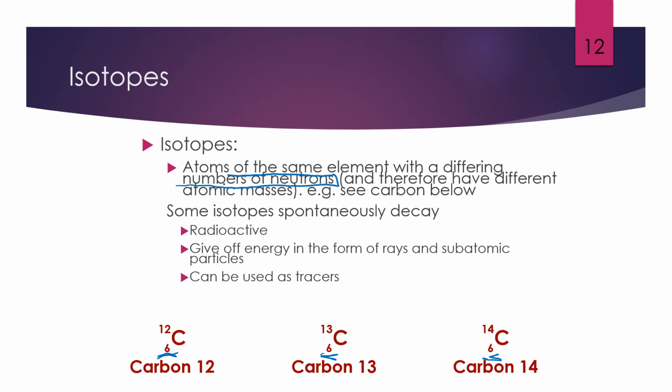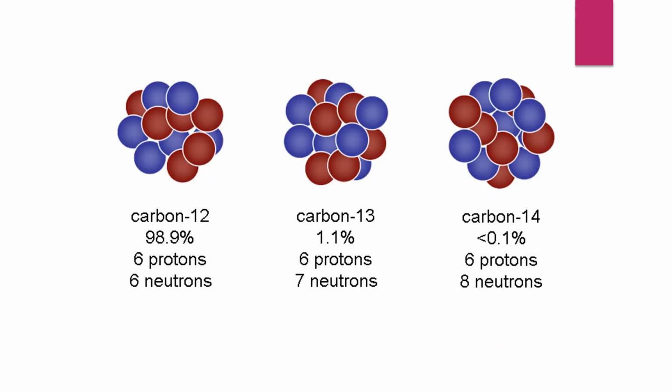So they all have 6 protons, but this is carbon 12. So it's got 6 neutrons. I'm going to go to the next slide because I think I have a better picture there. So here's carbon 12. It has 6 protons and 6 neutrons, and that gives it a mass of 12. Almost all of the carbon on Earth is carbon 12.